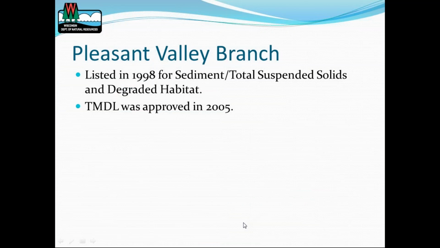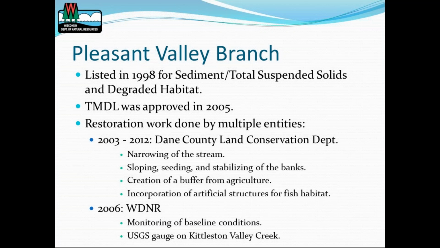So I went and looked for an example of a water body that has been delisted, and I know that this one is familiar to many because it was a very large project in southern Wisconsin. But to me, it seems like a very good example because it shows just how long it takes to get a water body delisted. So this water body was listed in 1998 for degraded habitat based on sediment and total suspended solids. The TMDL for it was approved in 2005, but even before that, restoration work had started.